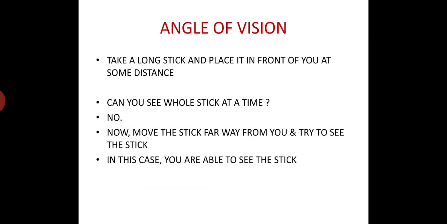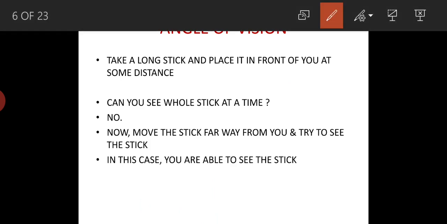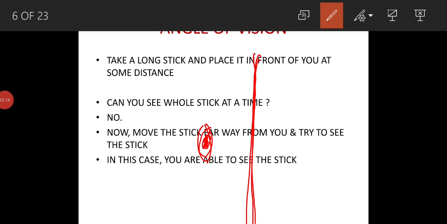angle of vision. Take a long stick and place it in front of the eye at some distance. In order to know this, what you need to do is take a long stick and place it in front of your eye at some distance. Now try to observe the stick. Try to observe the whole stick at once. You cannot see the whole stick. It means you cannot see the top and bottom ends of the stick at a time.